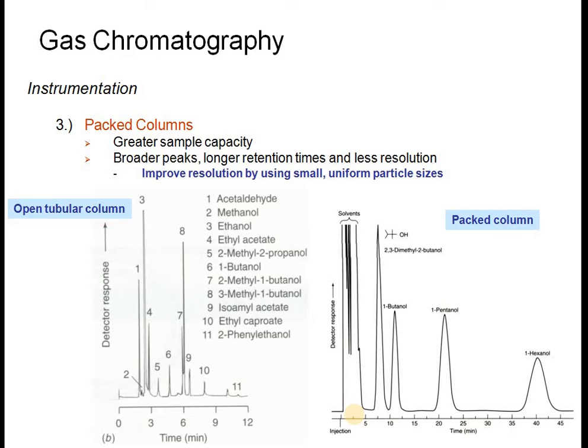Gas chromatography instrumentation. The packed column: greater sample capacity, broader peaks, longer retention time and less resolution. When the column is packed, there is greater sample capacity. Sample capacity is higher, but with broader peaks, longer retention time and less resolution. Improve resolution by using small uniform particle size and an open tubular column. Comparison between open and packed.